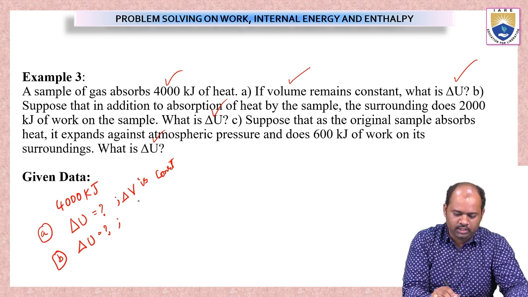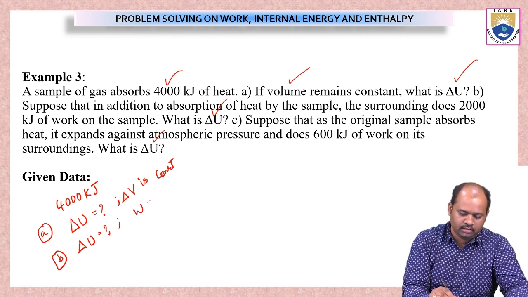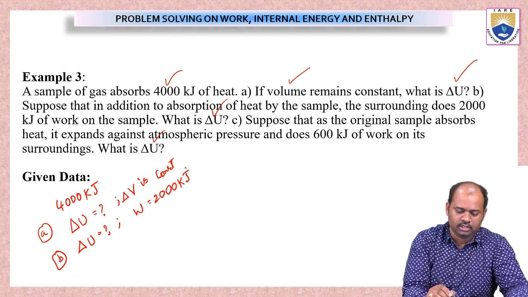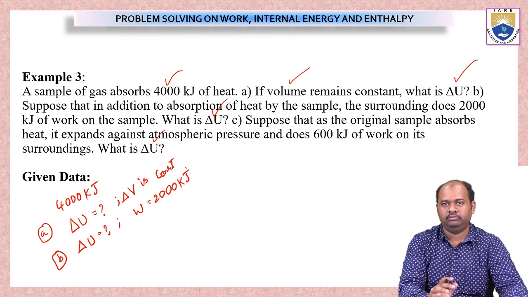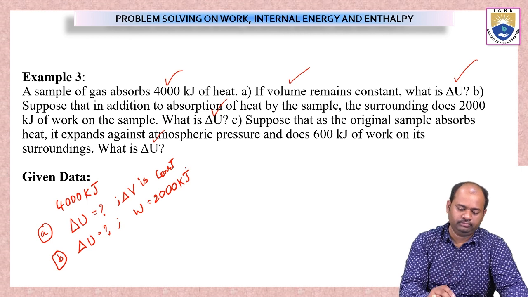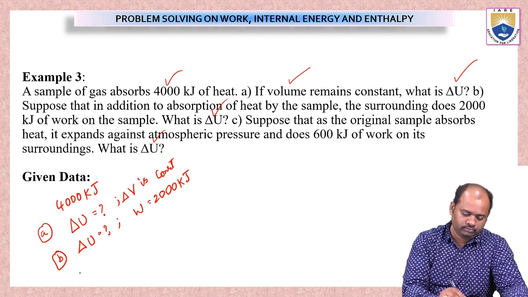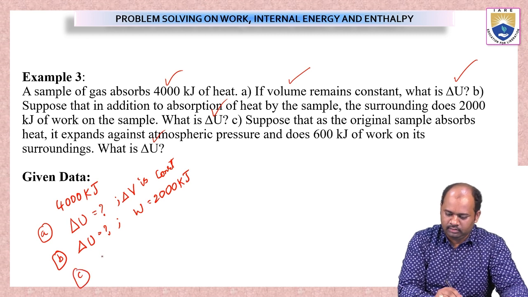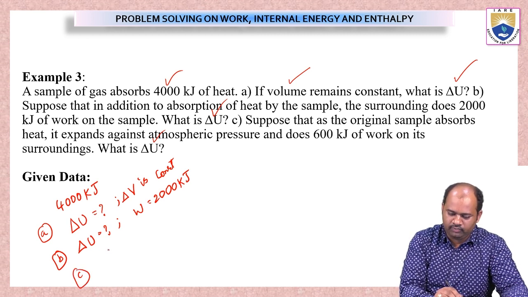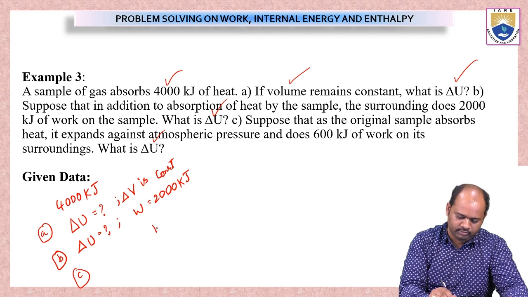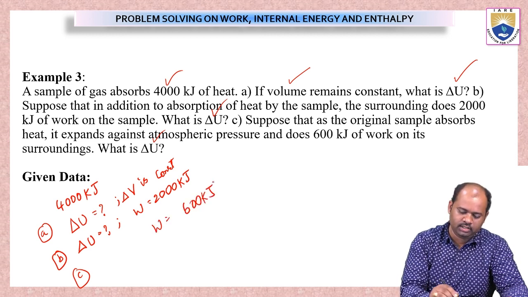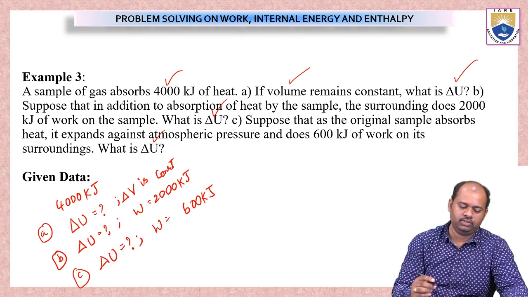And second question is, we have to calculate the value of delta U when 2000 kilojoules of work is done on the sample by the system. Okay. Now this is taken, W is equal to 2000 kilojoules. And third one is when 600 kilojoules of work is done on the surroundings. Then again we have to calculate change in internal energy. So this is the given data.